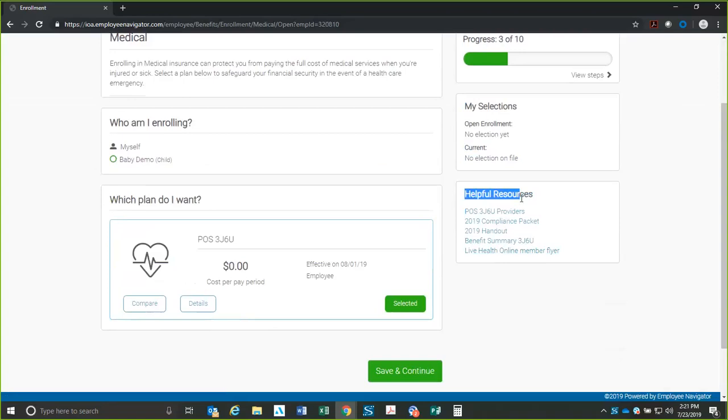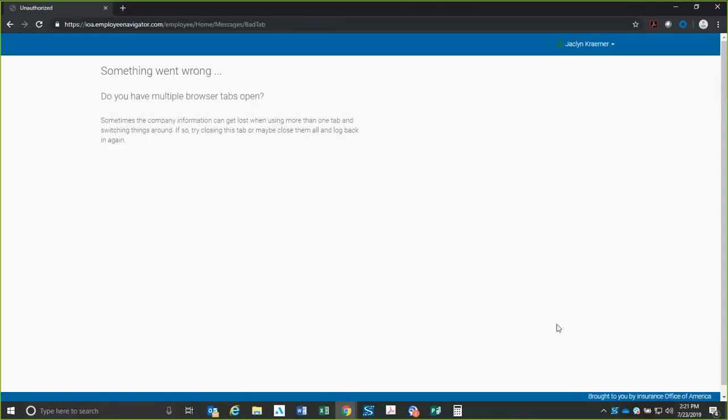We also have helpful resources. So if you need to look up your providers, you can click here and it will open up in a new tab. We have the full handout, the full summary, your compliance packet, and the Live Health Online member flyer so you can get to those virtual visits. If we hit save and continue, we'll go right to, oh, it didn't like that.